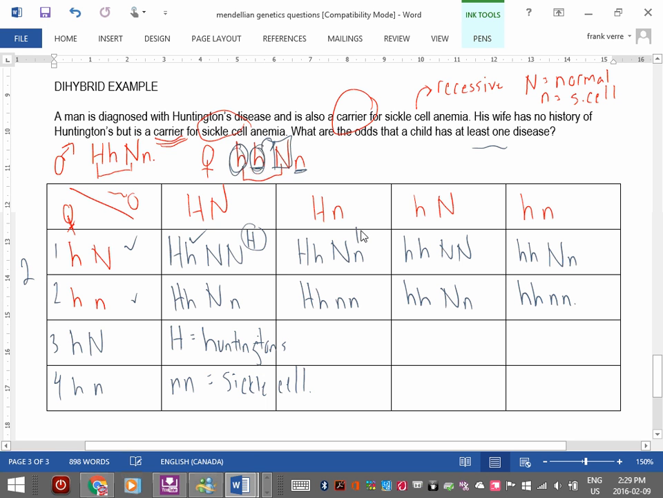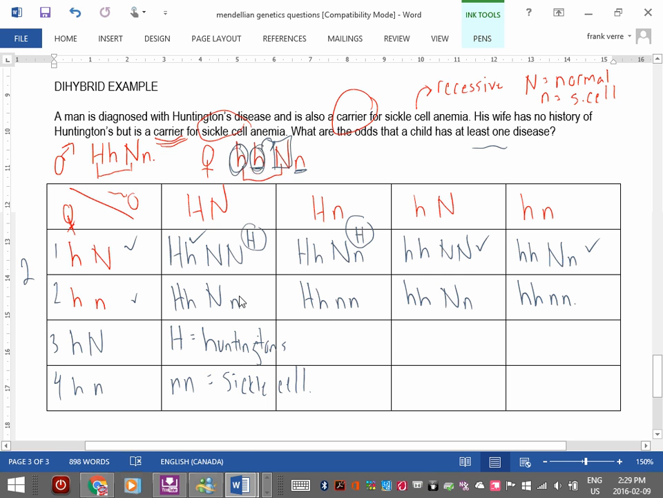This one has Huntington's, but not sickle cell. This one is normal. Right? No disease for Huntington's, no disease for sickle cell. So that one's okay. What about this one? Normal, no big H, and no 2 little n's. We're okay over here. But you have 2, because sickle cell is recessive. Very good, you'd be a carrier.